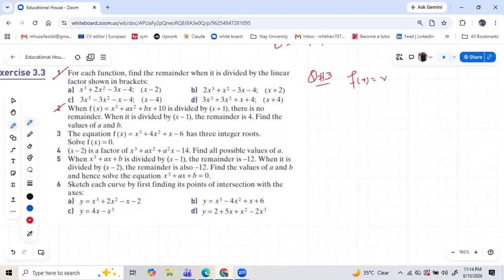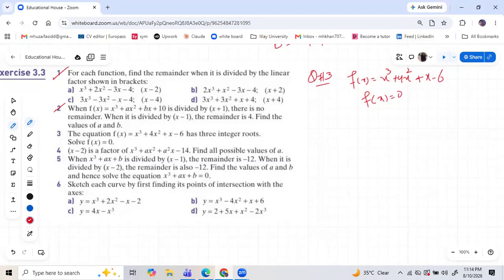f of x is equal to x cube plus 4 x square plus x minus 6. It has three integer roots. Solve for f of x. Okay, solve for f of x is equal to 0. So basically, what we are trying to find are the cube roots.